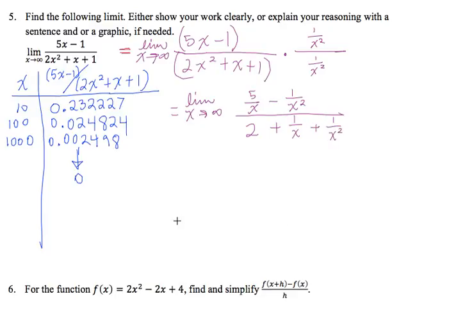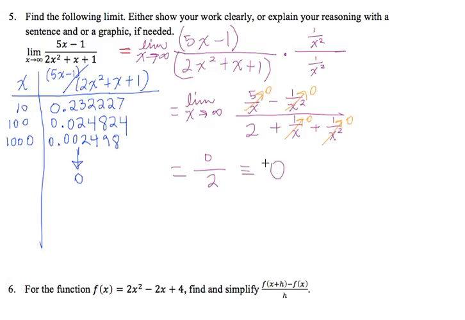Now if we take the limit as x goes to infinity of each of those terms, 5 divided by infinity, or 5 divided by a million, is approximately 0. 1 divided by infinity squared goes to 0. All of these that have x's in the denominator just get very, very small because you're dividing by such huge numbers. The only thing that doesn't change is this 2. So this ends up approaching 0 over 2, which is 0.